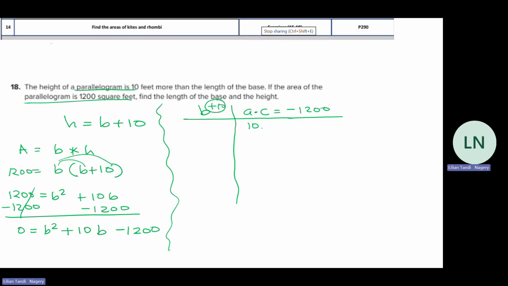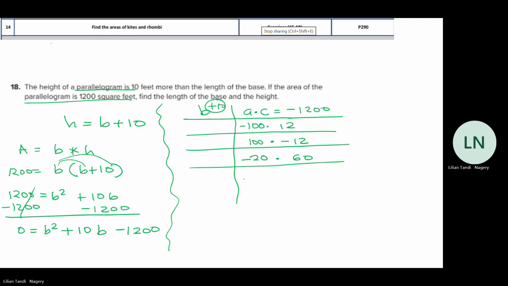Okay, I can do 10 and 12. No, I can do 112. So that will give me 1200. So one time 100 is negative, another time 100 is positive, and 12 is negative, okay? Then I can use 20 and 60. So negative 20 and 60, or 20 and negative 60, okay?